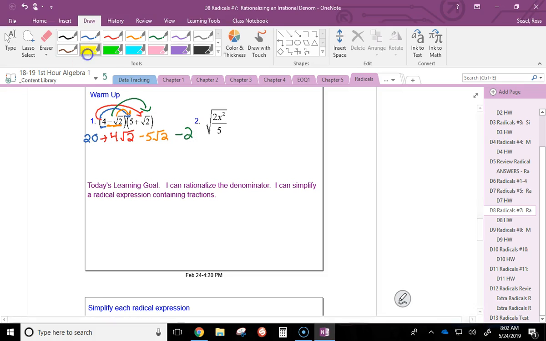I look for my like terms. 20 minus 2 is 18. Can I subtract 4 times the square root of 2 minus 5 times the square root of 2? Yeah, they have the same base, that square root of 2. So 4 minus 5 is negative 1, or just negative square root of 2.